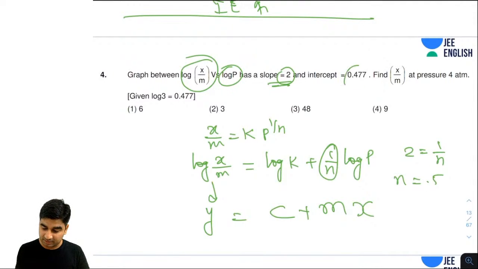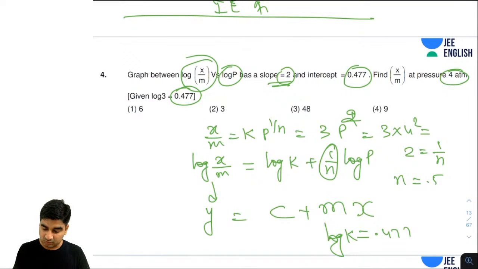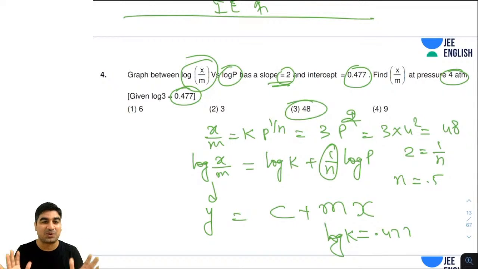And now it says the intercept is 0.477. So log k is equal to 0.477. So the value of log 3 is 0.477, so k is 3. So 3 into p raised to the power 1 by n, p raised to the power 2. Now pressure is 4. So 3 into 4 raised to the power 2. So you will be getting 48, guys. Again, it was an easy, logical problem.